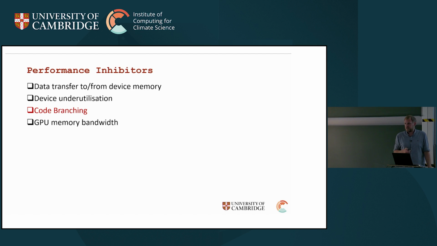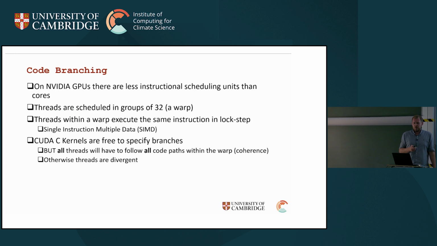So the next thing we're going to think about is code branching. We've introduced the idea of warps, 32 threads in a warp. So this is where I said this idea again of single instruction, multiple data. We've got all of the threads doing the same thing.